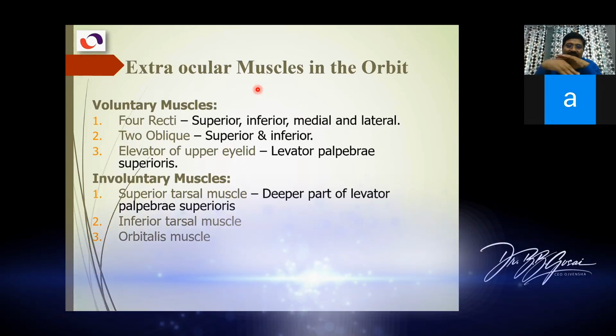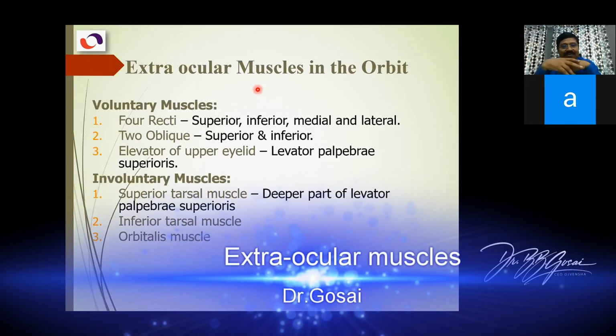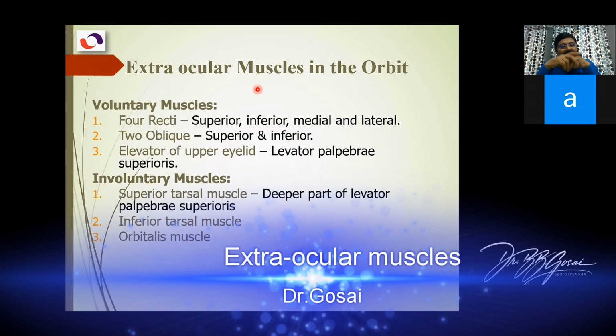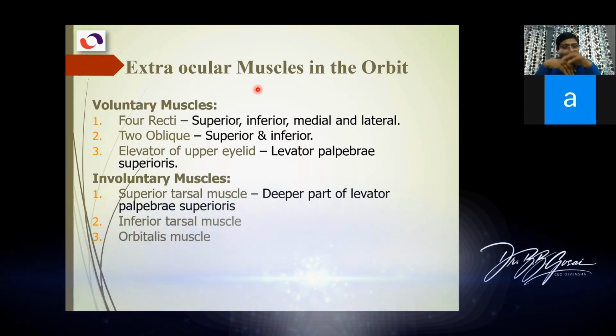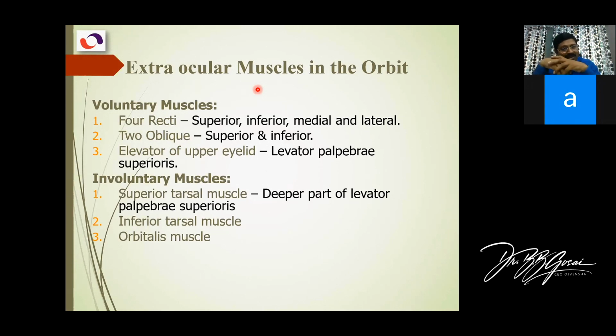Okay, so extraocular muscles. What is expected from you is the names of these muscles and which movements they do. Nerve supply is very simple to remember, so I will mention it. They are voluntary, so you can move the eyeball. It is voluntary. There are some involuntary components to it, but at least remember.